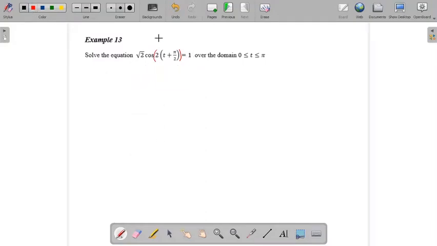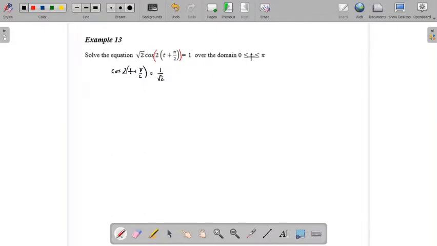So what we're going to do is rearrange. We write it as cos of (2t plus pi over 2) is equal to 1 over root 2. Because that's root 2 times this, we need to bring this root 2 over to the other side, and we do that by dividing. Now this is in the form we wanted, where it's just cos of the angle is equal to some number.